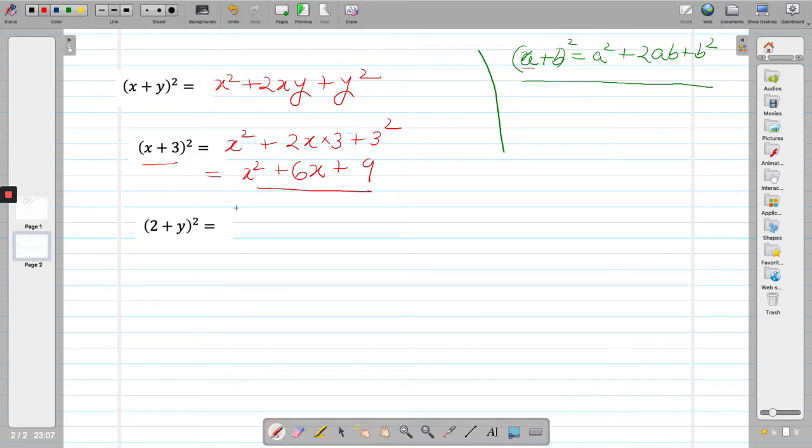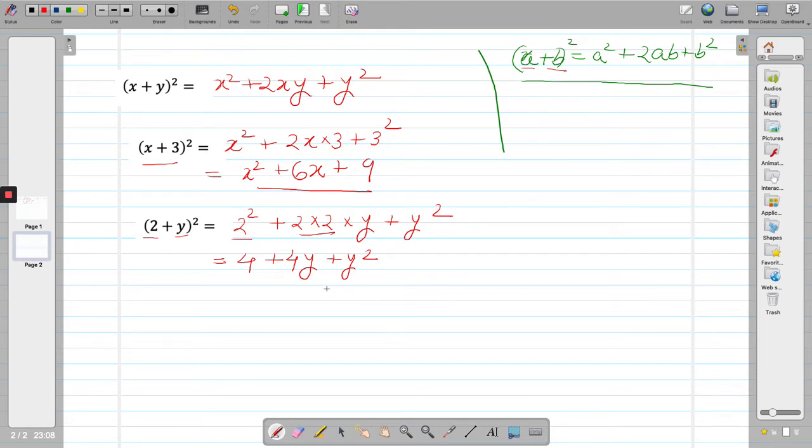Here 2 is a, and y is b. I'm comparing with a and b in the formula. It is a squared first, so it will be 2 squared, plus 2ab, so 2 times a is 2 and b is y, plus y squared. So this becomes 2 squared is 4, plus 2 times 2 is 4y, plus y squared. So you can write down straight away that (2 plus y) whole squared equals this.